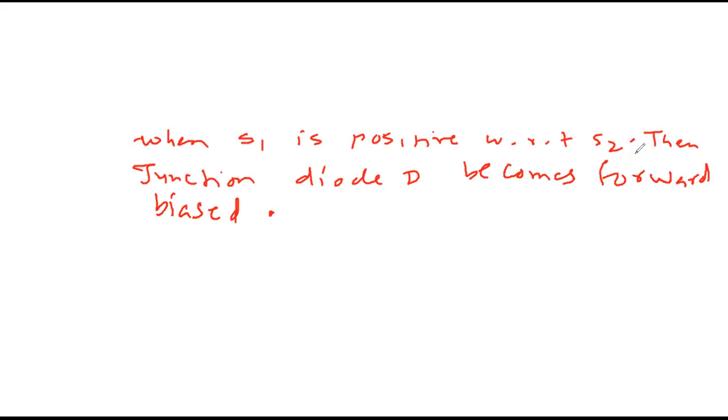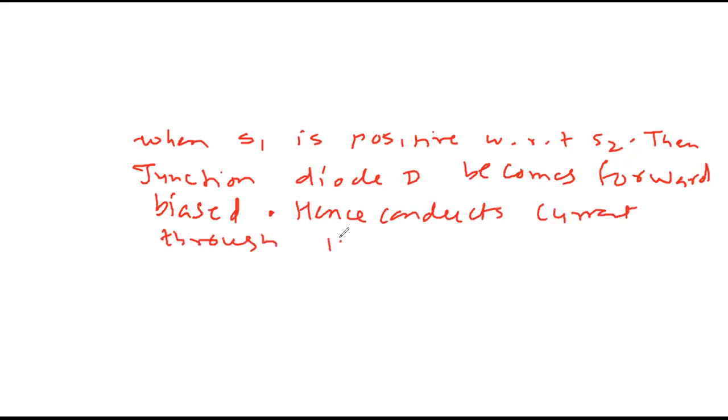So when S1 is positive with respect to S2, junction diode D becomes forward biased. Hence it conducts current through load resistance RL. Current through load resistance RL from A to B. In the diagram, mark A at the top and B at the bottom, which I had drawn in the last lecture. From A to B, load resistance RL from A to B.